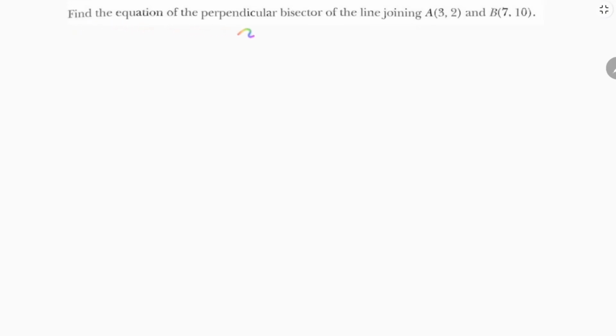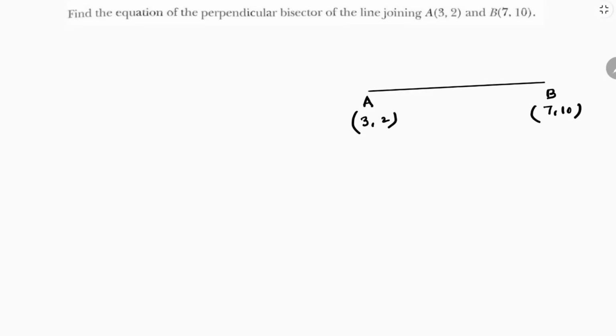Find the equation of the perpendicular bisector of the line joining A(3, 2) and B(7, 10). So here I need to find the equation of the perpendicular bisector. See, this is AB, A is (3, 2) and B is (7, 10).